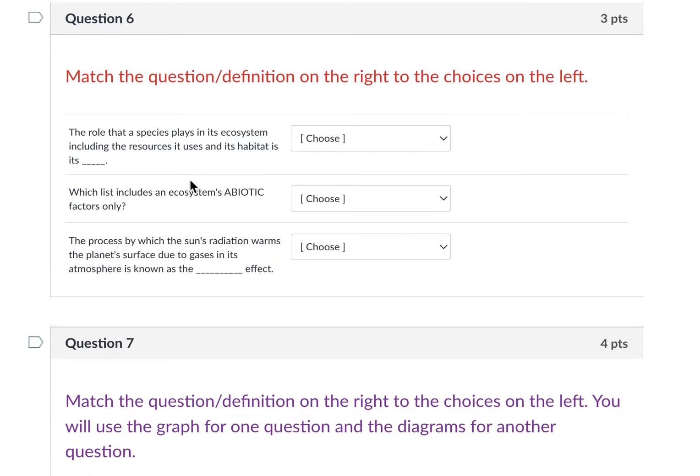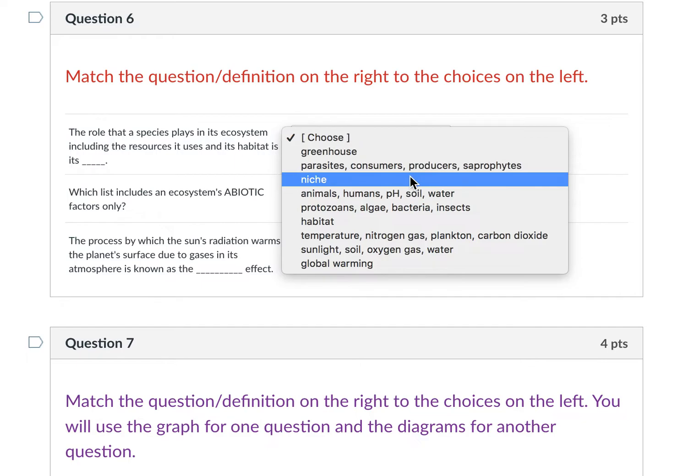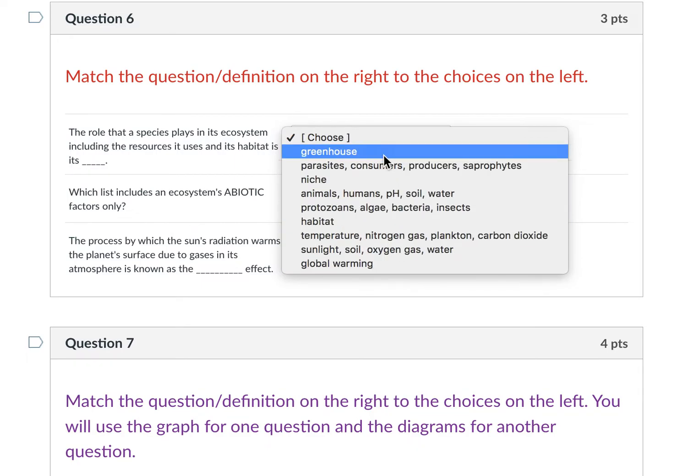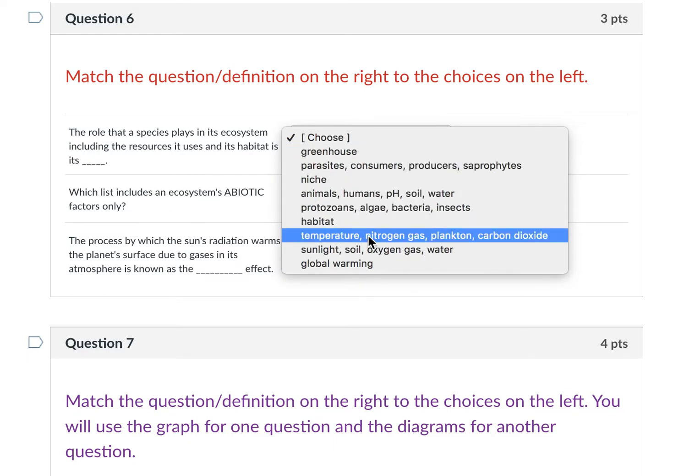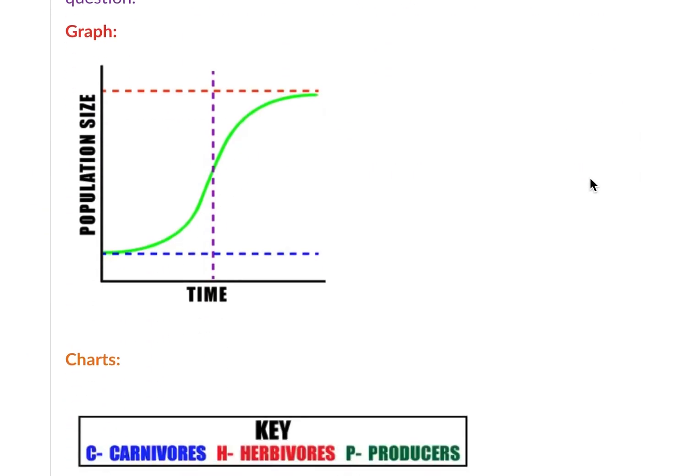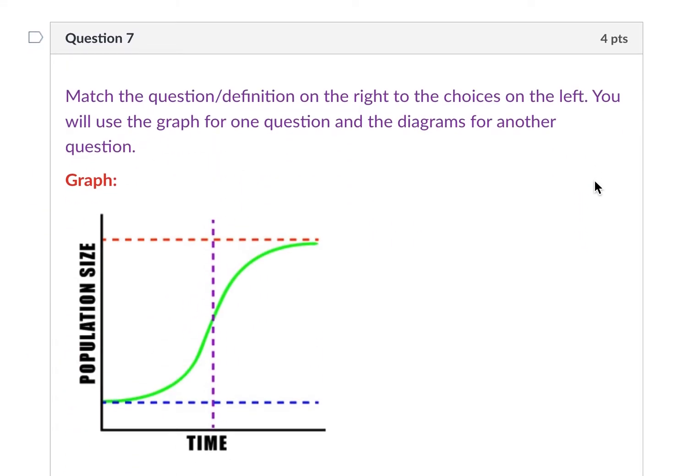The next one is just a simple definition. There's some different choices that are here, but the role that a species plays in its ecosystem, including all the resources it uses and the habitat, is called its what out of these? And you are going to pick and select out of there. So it's like simple definitions on that one.